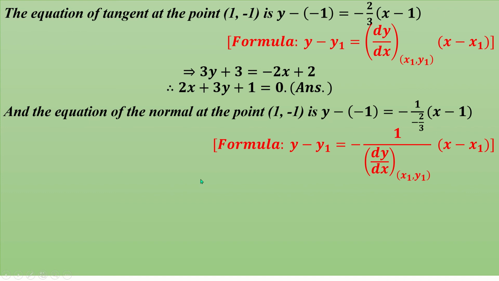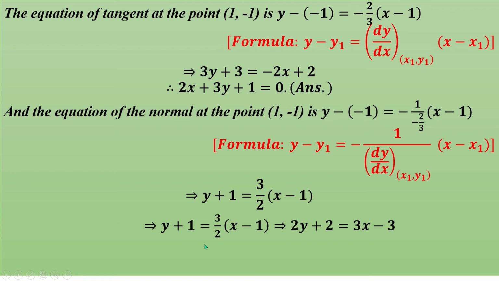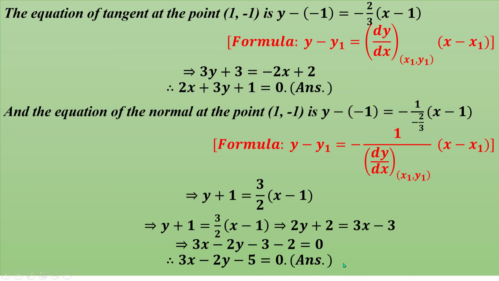And then calculation. Y plus y1: here minus minus will be plus, and this converts and we will get 3/2. Here x minus x1. Now calculate: 2 into (y plus 2) equals 3x minus 3. Now calculate 3x minus 2y minus 3 minus 2, this equals 0, therefore 3x minus 2y minus 5 equals 0. This is the required answer. Clear everyone?